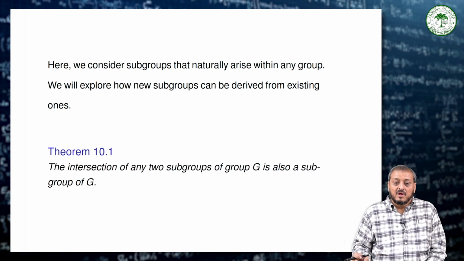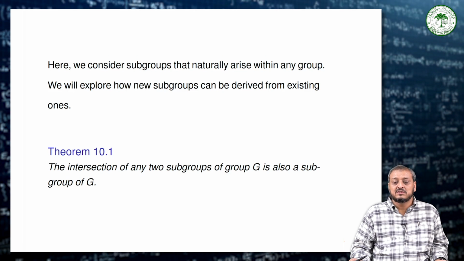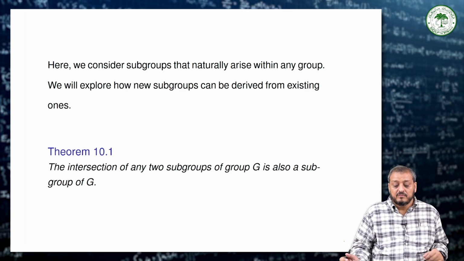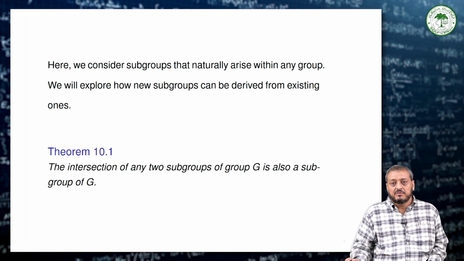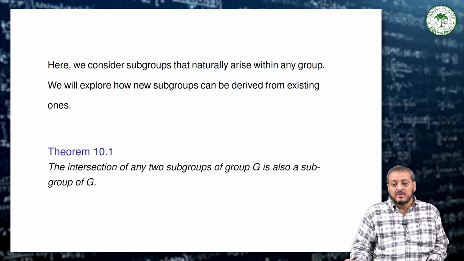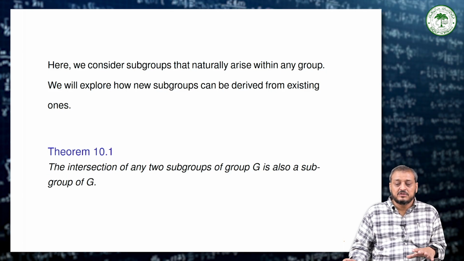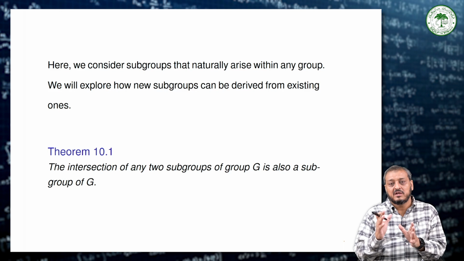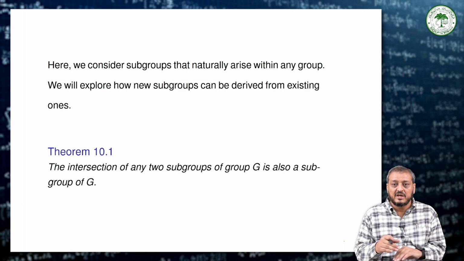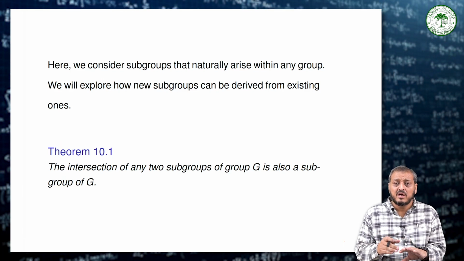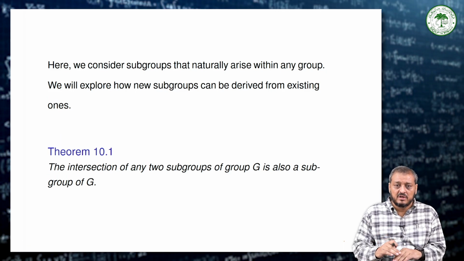The first result: the intersection of any two subgroups of a group G is also a subgroup of G. So we have to use the criteria for showing subgroups. We take any two subgroups of G, show that the intersection of these two subgroups is non-empty, and then show that it is closed and that inverses also exist in it.